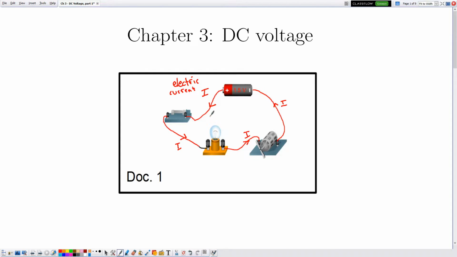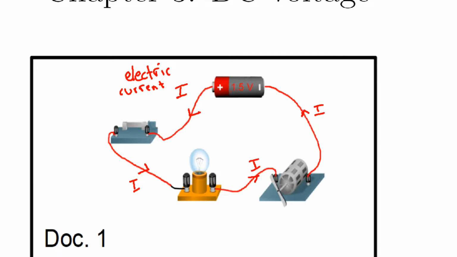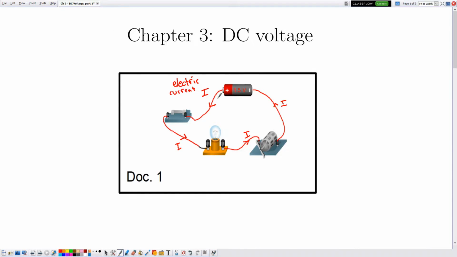Okay, how do we know the direction of the electric current? Notice that the battery has a positive pole and a negative pole, and the direction of the electric current inside a circuit is always from the positive pole back to the negative pole. Because the electric current I reaches the lamp and the motor, the lamp will glow and the motor will start to rotate.